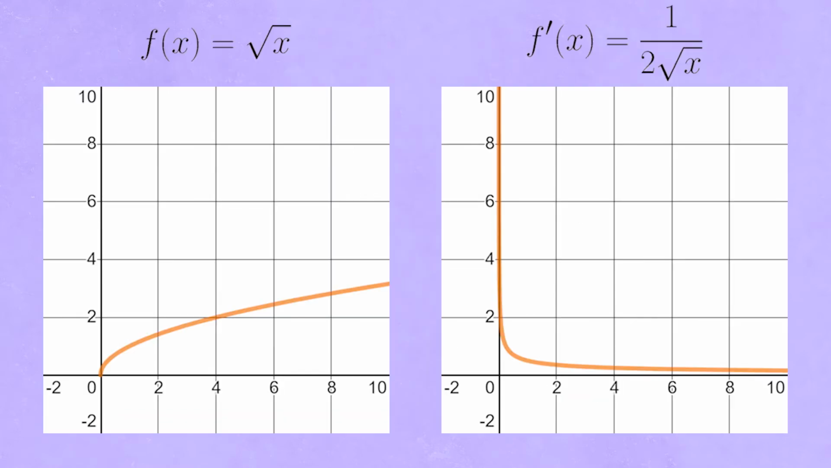Let's take a look at the graphs side by side. We see that the places where f of x is very steep correspond to where f prime of x is very large in magnitude, and where f of x is shallow corresponds to where f prime of x is small in magnitude.